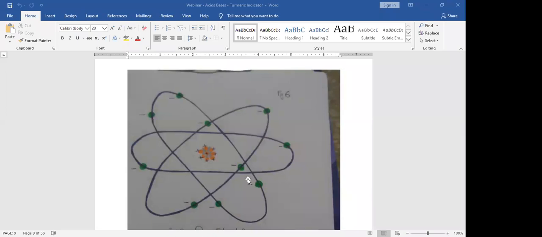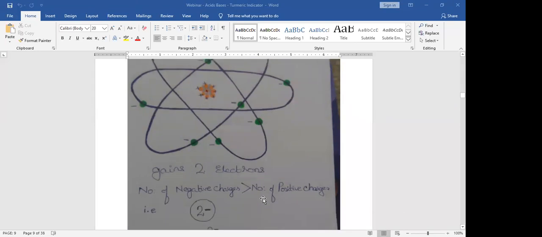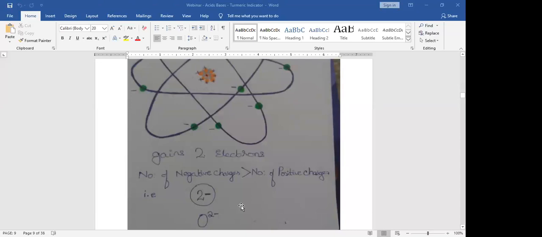And quickly count the number of protons. Okay. So if you see here, the oxygen atom has gained 2 extra electrons. So the number of negative charges is greater than the number of positive charges over here. And by how many? It's greater by 2. And that's why it's no more just O. Instead, it is O2 minus. And it's a charged atom.